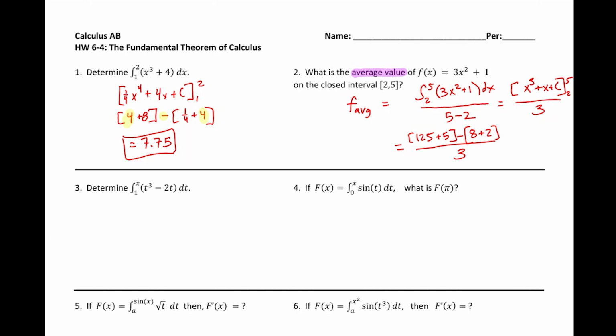So let's see if we could do this. 125 plus 5 is going to be 130. Minus 10 is 120. So this works out actually really nicely. 120 divided by 3 is 40. So that's the average value of f between x equals 2 and x equals 5.